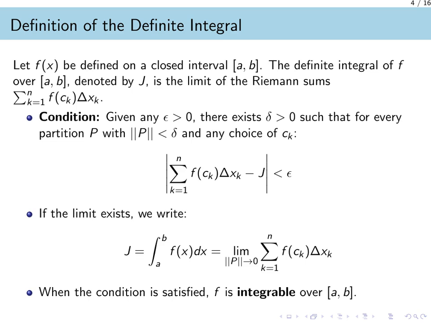Mathematicians define this rigorously using epsilon and delta to ensure the sum is arbitrarily close to the limit J when the subintervals are sufficiently small. When this condition is met, we say the function f is integrable over the interval. In short, the definite integral is the unique limiting value of the Riemann sums.